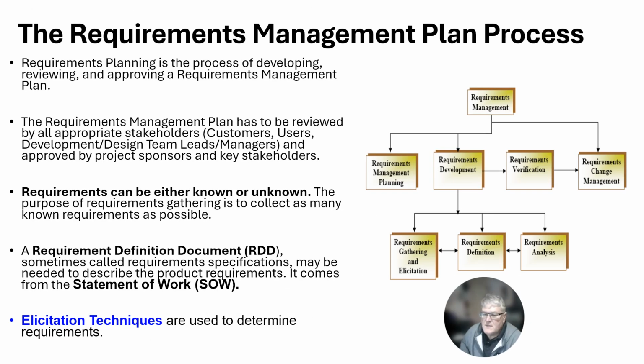So some things that need to be done when you're doing a requirements management plan. Okay, so it has to be reviewed by all stakeholders once you get it together: customers, users, development, design, management team, your team members, and people from departments within your organization and so forth. Okay, once you have this going, you're going to ask for them to approve it, if not by signing off on it, at least giving it some type of tacit approval.